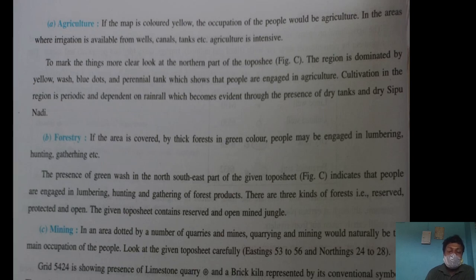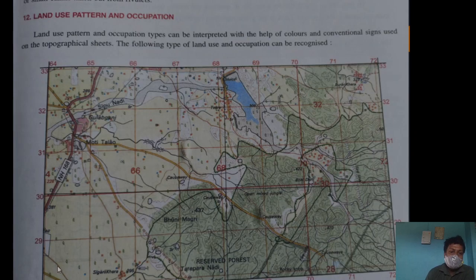Now, agriculture land like that is yellow in color. Okay, so you have to understand color also. Green color means greenery area, that means forest cover. Okay. Mining, quarrying is also in this figure. Look at this figure, 53 to 56.